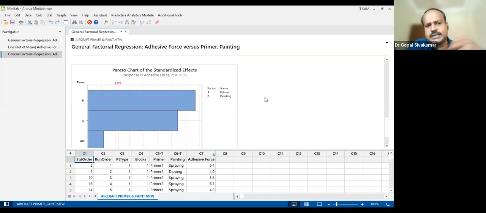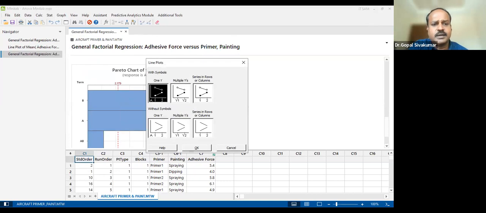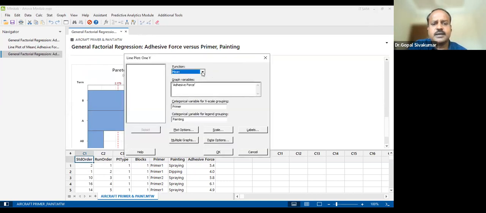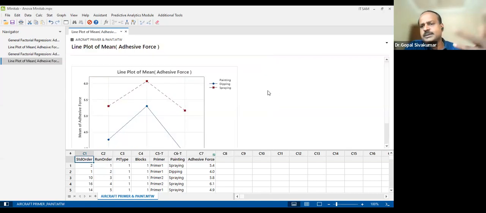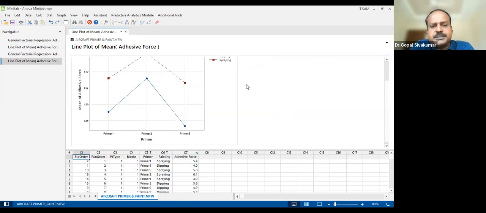Similarly, you can plot the interaction plot also. Graph. Yes, one y variable. And then you can choose mean. Yes. Adhesive force, primer, painting. Very good. That's it. Painting. And then you can give OK. And now that will throw the result. Now you can take a decision. So this is the combination that is suitable.